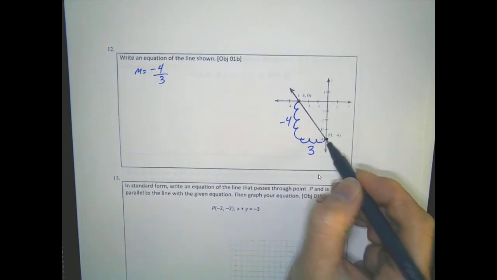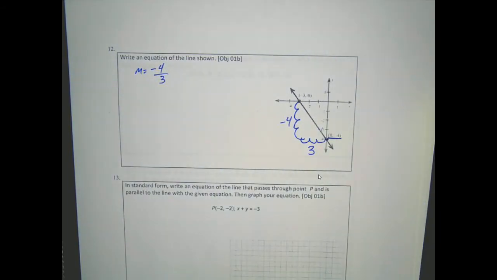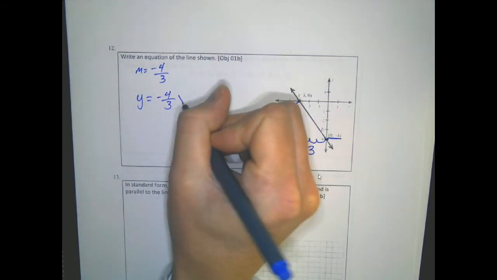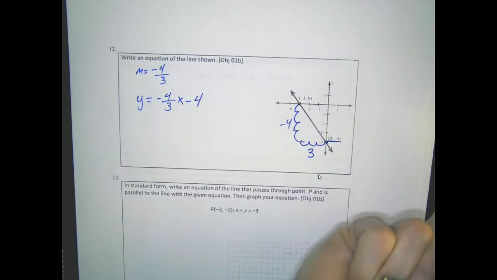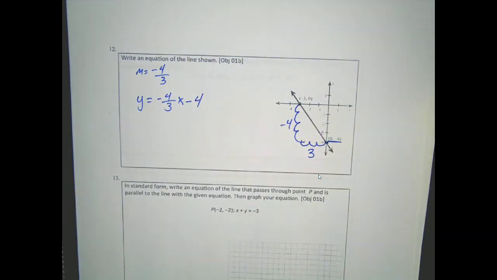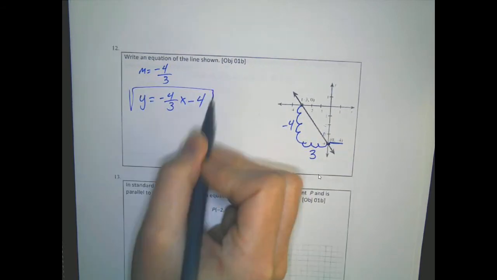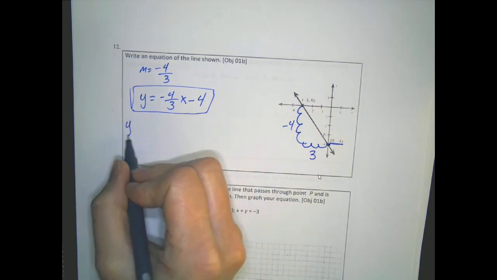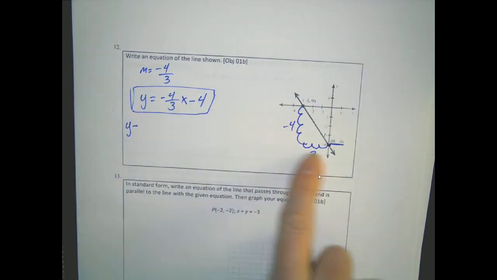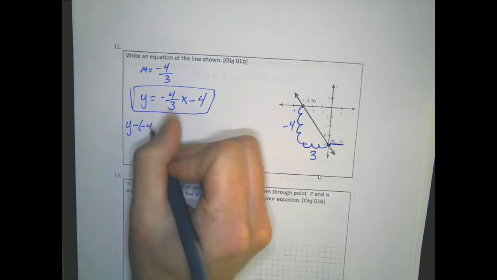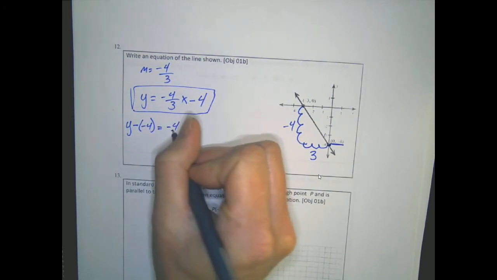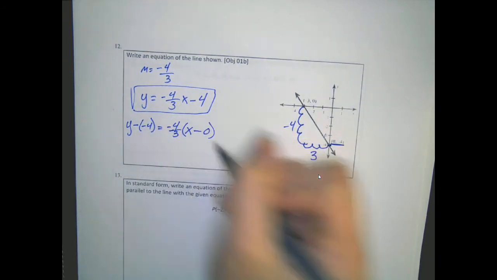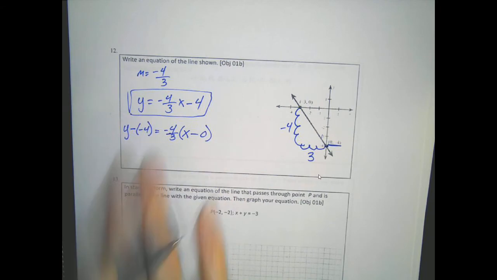Some of you can tell that your y-intercept is (0, -4). So your equation is going to be y is equal to -4/3 x minus 4. That's one way you could write it. That would be slope-intercept form. You could have used point-slope form, where you do y minus the y value of a point on there, so this would be y minus -4 is equal to -4/3, my slope, times x minus the x value of my point. You could simplify that if you want, but that would also be acceptable.